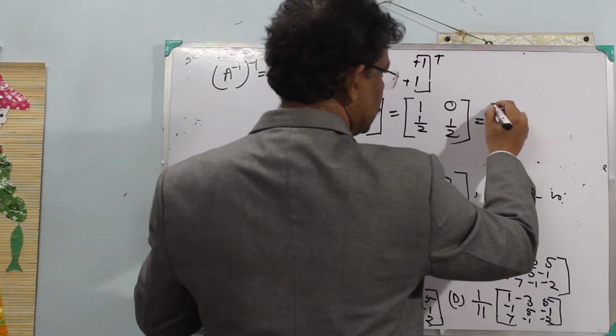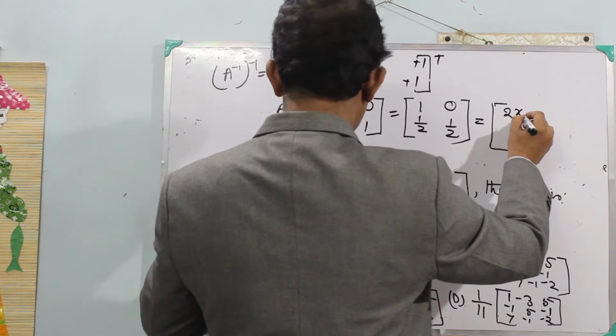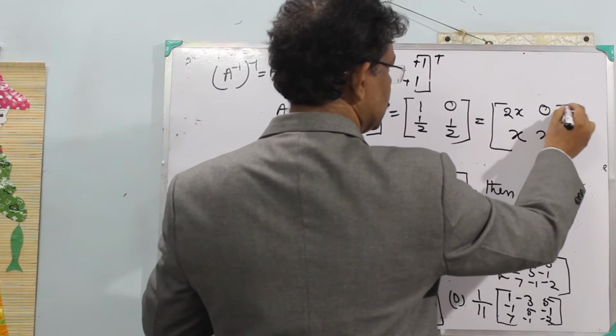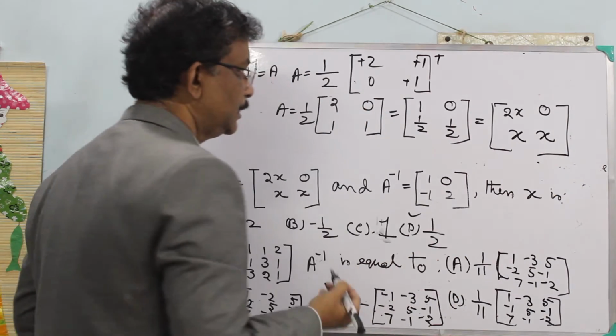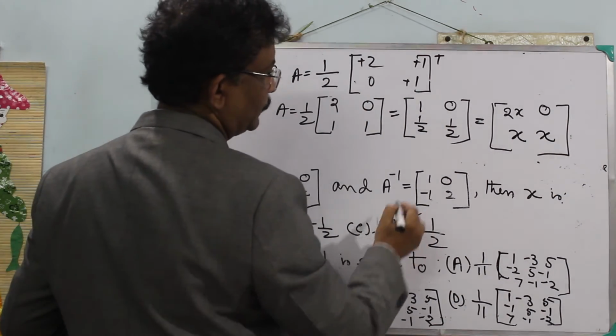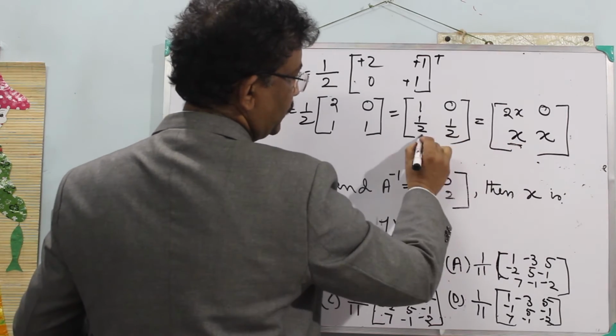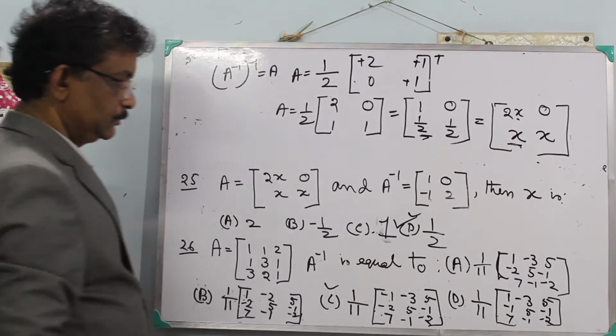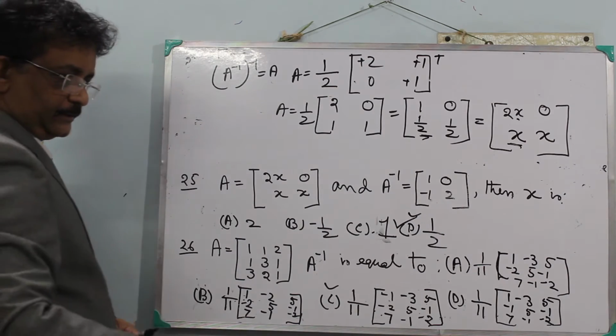That means 2x, 0, x, x. So naturally x equals half. So the correct answer is D, x equals half. Or you can take 2x equals 1, so x equals half. So D is the correct answer.